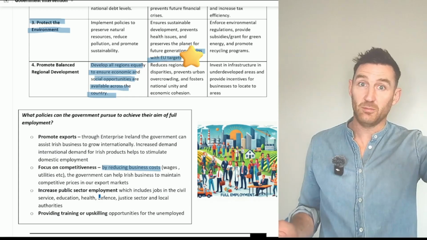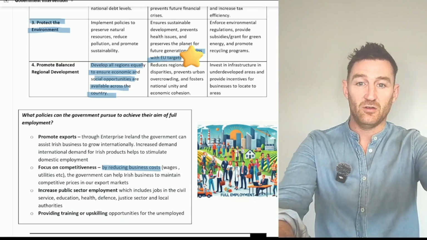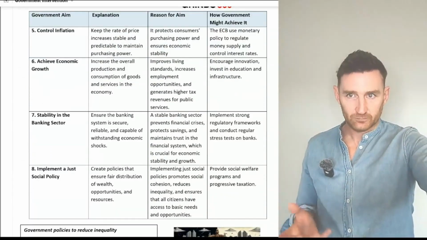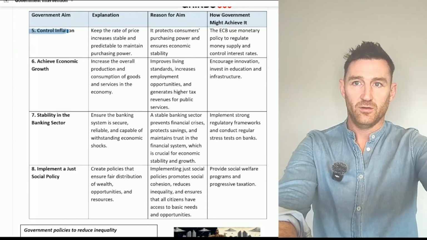Increase public sector employment. The government could just step in and create jobs themselves, and they can provide training or upskilling opportunities. So that was what we looked at above. Next couple of aims then. Control inflation is an economic aim of the government.